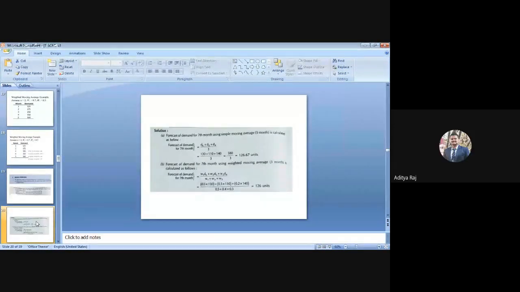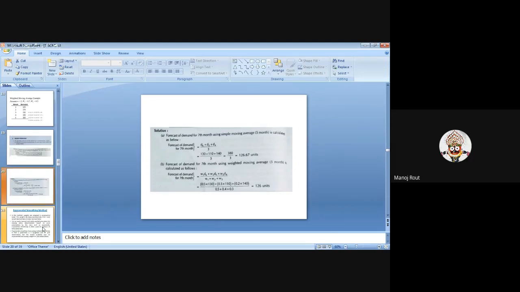Here the answer is 126.67. So this is a typical example. You can directly go to the book and search these particular formulas along with the answer and solve the question. If you compare the simple moving average and weighted moving average, the most accurate forecast is in case of the weighted moving average, that is 126 units. Clear? So going to the next one, the exponential smoothing method.